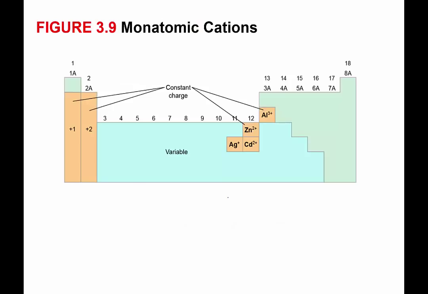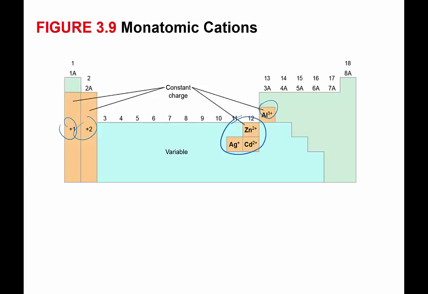Okay, so here's another picture from the textbook going over charges of ions. The ions in that orangey color are the ones that always have the same charge. So we don't use Roman numerals in names of their compounds. That's the group 1A, 2A, and aluminum. And then these 3 you just need to memorize. Zinc and cadmium are always plus 2, and silver is always plus 1.